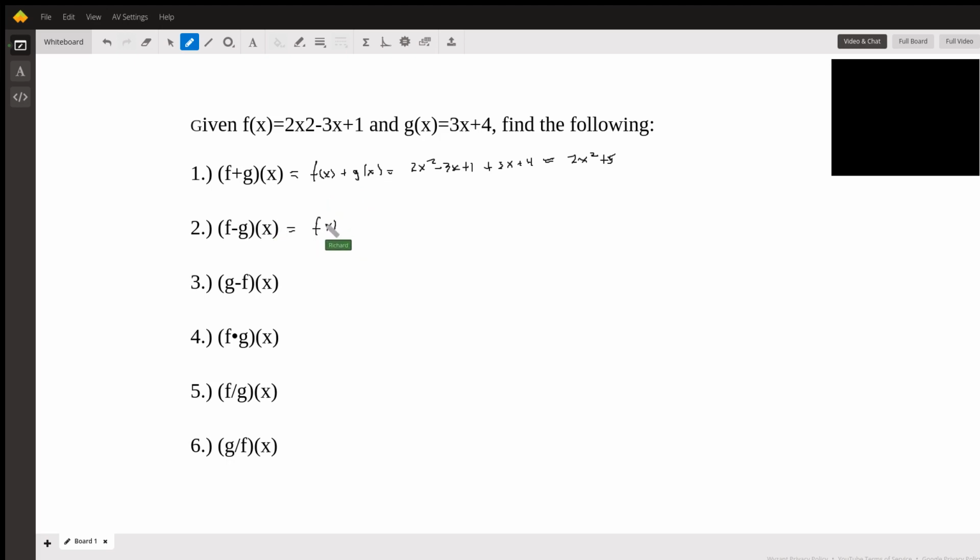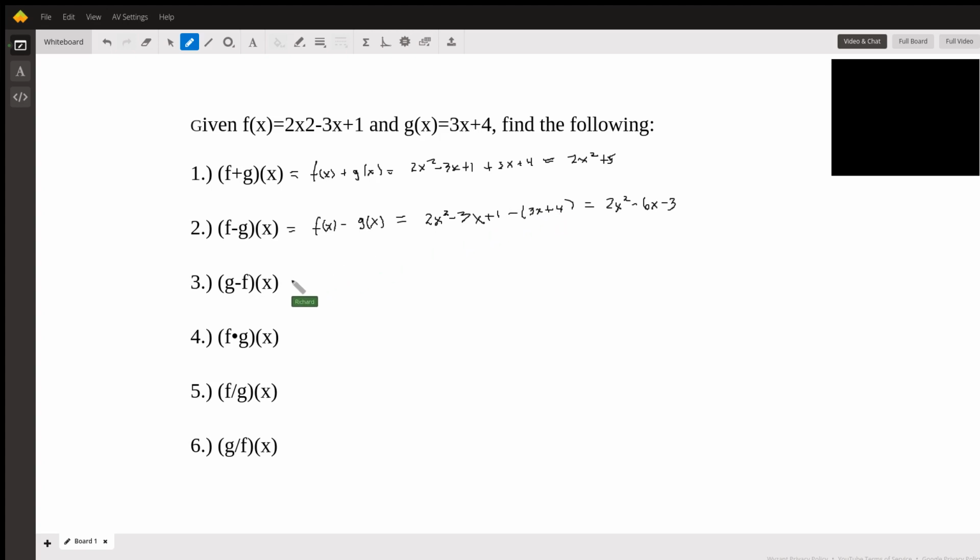So as you would expect, this is just subtraction. So it's going to be 2x squared minus 3x plus 1 minus 3x plus 4. So the 2x squared is unchanged. But now when you distribute the negative here, you're going to get a negative 6x because it's negative 3x and negative 3x. And then here it's going to be 1 minus 4. It's going to be negative 3.